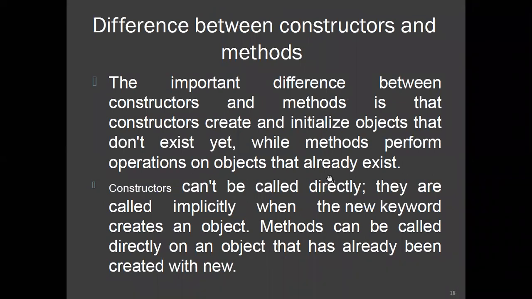Difference between constructors and regular methods. The important difference between constructors and a method is that constructors create and initialize objects that don't exist yet. That means we have not created any objects. So if you want to create a new object, we will use the constructors. While the methods perform operations on objects that already exist.